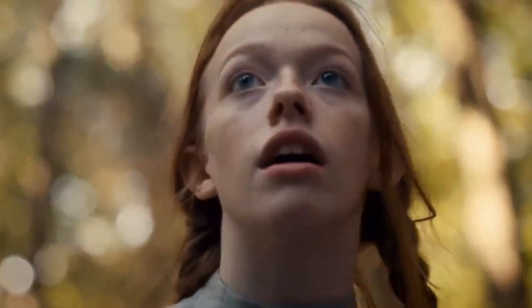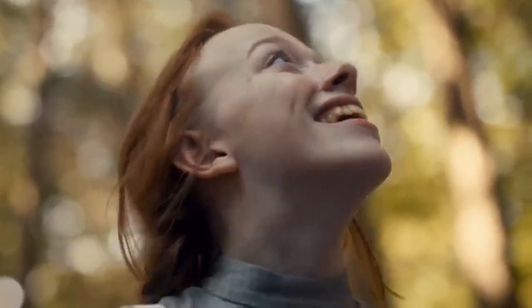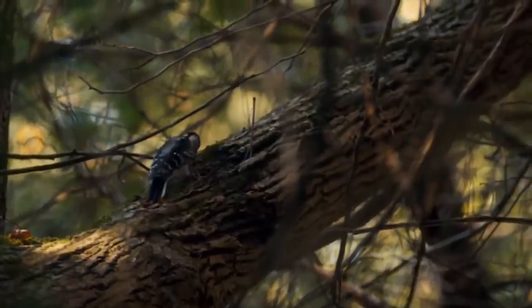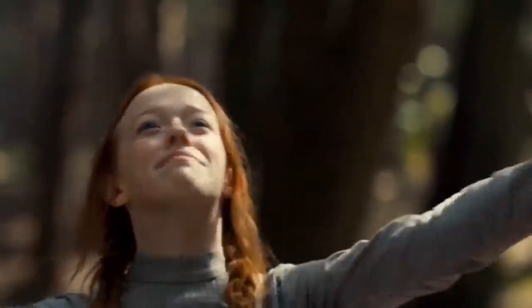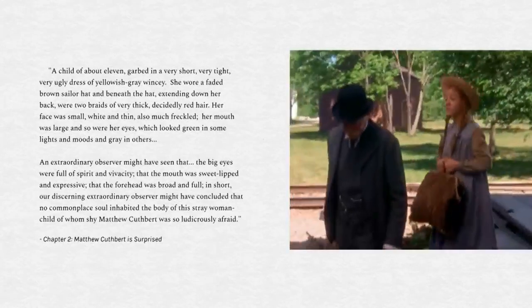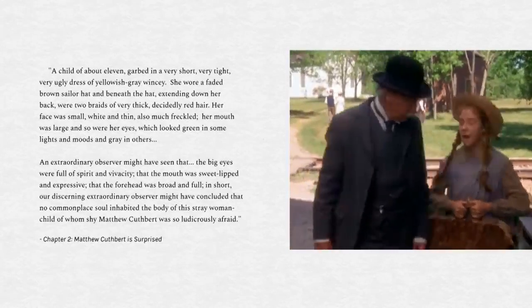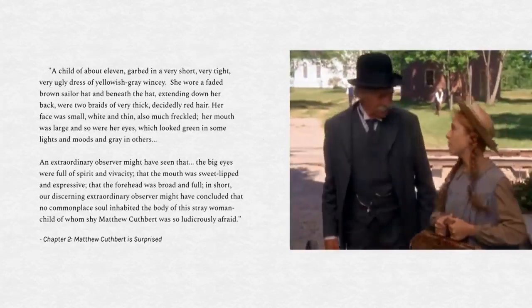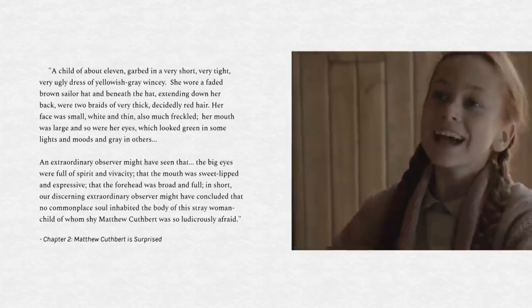Despite the different approaches of these adaptations, there's no doubt that each rendition of Anne Shirley is pretty easy to recognize. Lucy Maud Montgomery often described her characters in great detail. At the beginning of the novel, Anne Shirley is about 11 years old and has 2 braids of very thick, decidedly red hair. Her face was small, white, and thin, also much freckled. Her big eyes were full of spirit and vivacity.